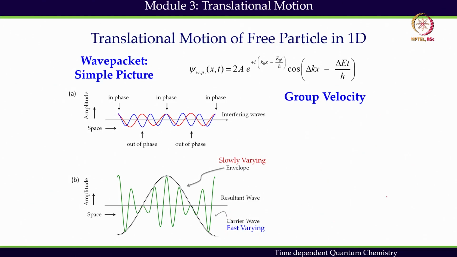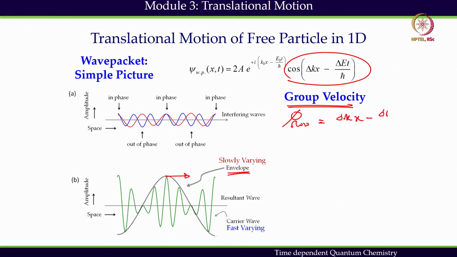We will go for the group velocity. As usual, the definition of group velocity comes from the velocity of the envelope function, that is called the group velocity. And the envelope function is coming from this. So the total phase, it is a slow varying component, is going to be delta k x minus delta E t by h cut. So the first derivative is going to be delta k dx/dt minus delta E by h cut.